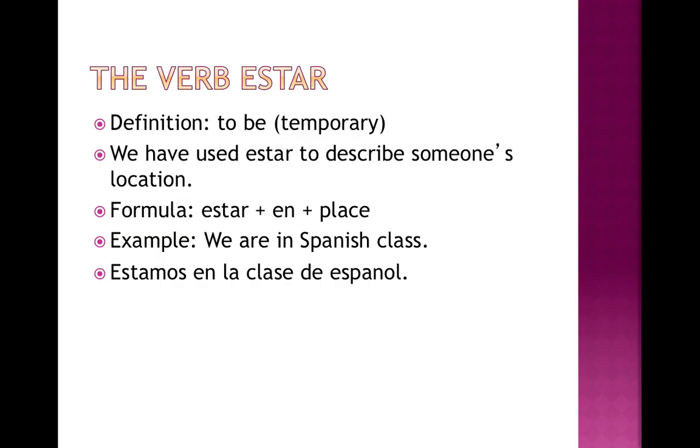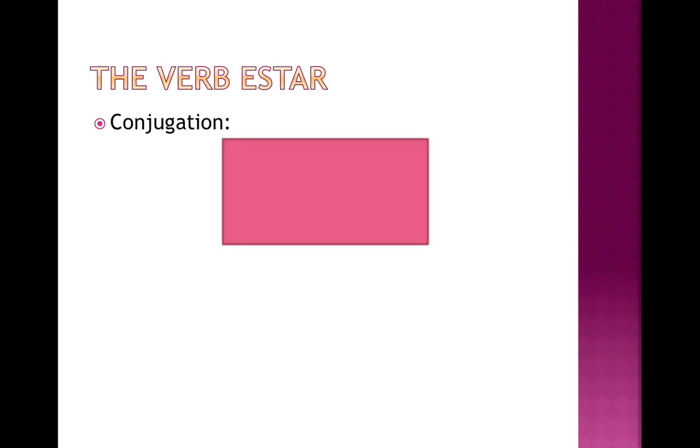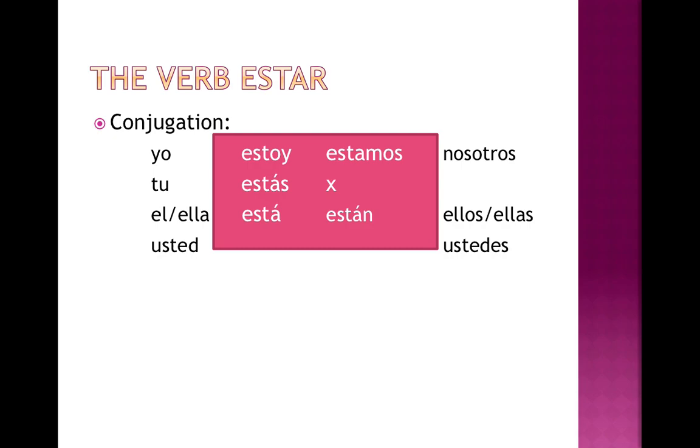Okay. We're going to be talking a little bit more about estar. So we've been using it for location. Let's talk about it with emotions and feelings. Anybody still writing this page? We're good? Okay. Remember its conjugation? Estoy, estás, está, estamos, están. Don't forget the accents. You need to know those. The first person forms do not have accents, but the second and third persons do.